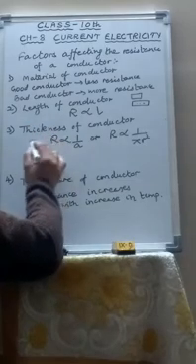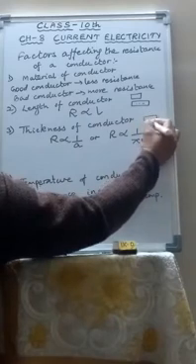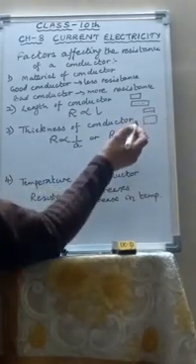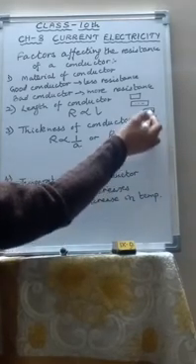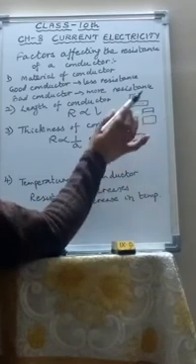The third factor is the thickness of the conductor. If a conductor is thicker, the electrons will get a larger area of cross section to flow as compared to a thin conductor. So a thick conductor will offer less resistance.